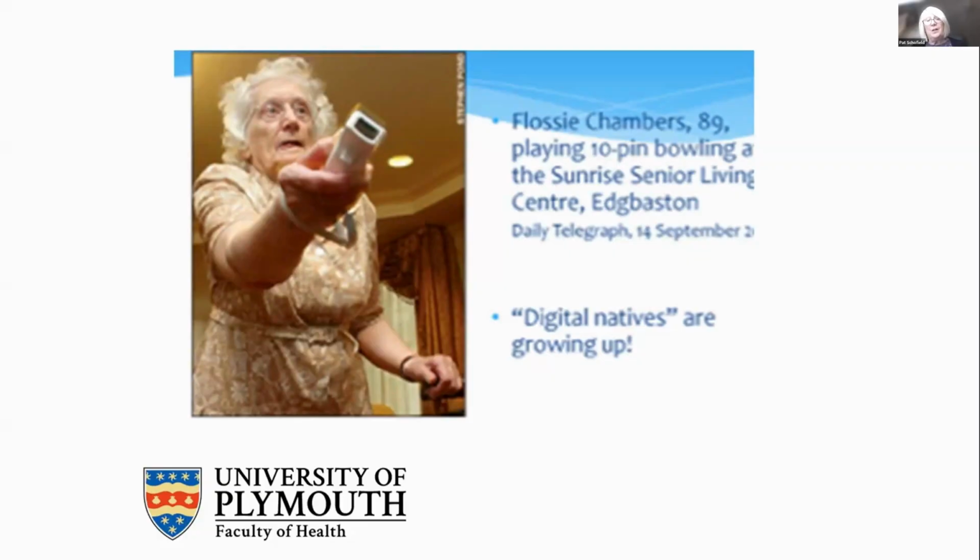Now, as a researcher, I had some preconceived ideas, and I thought how good it would be to get our older population using WeFit.